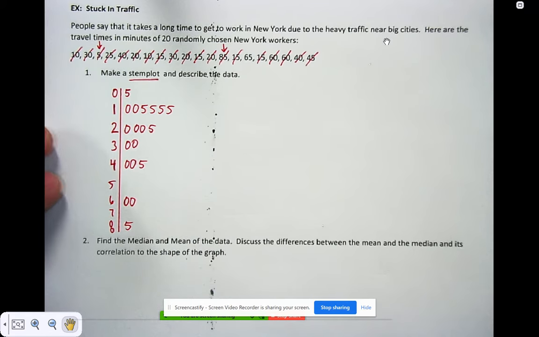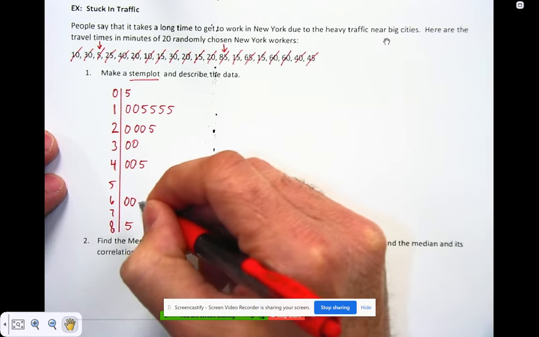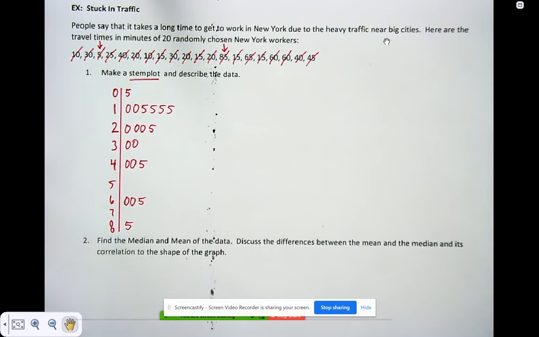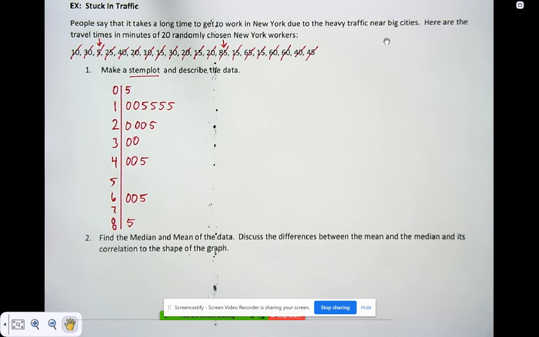There's a 65 on there. Oh, there is? Oh, thank you. Perfect. 65. Okay, and so when we did a Stemplot, and again, this is a great review, right?